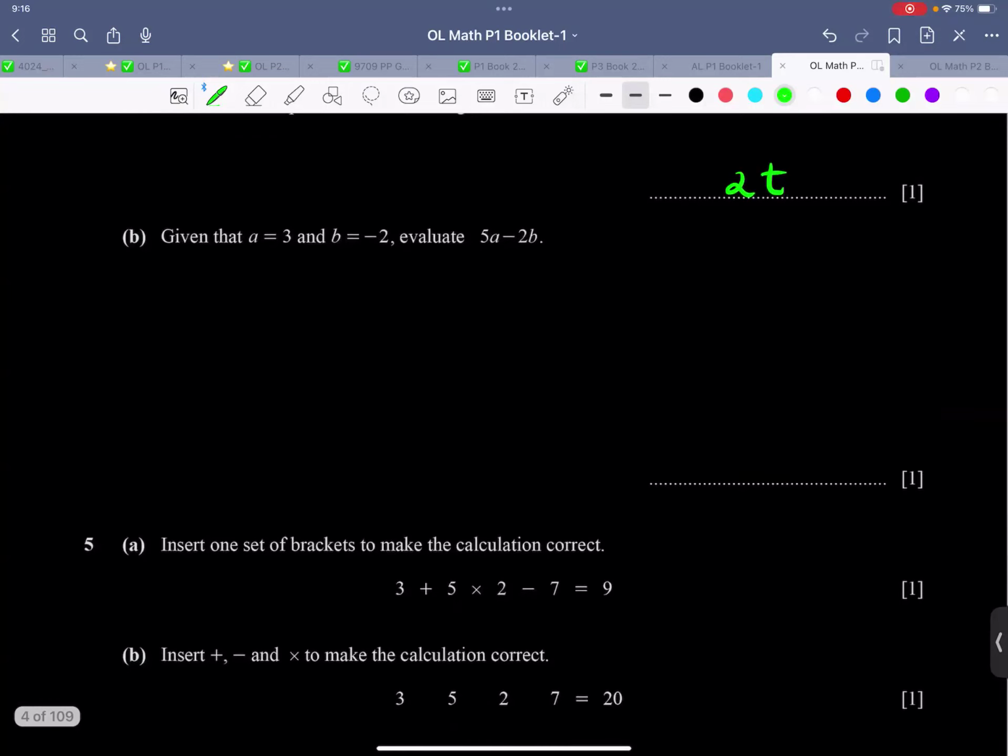Given that A is 3 and B is -2, evaluate 5A minus 2B. So 5 into 3 minus 2 into -2, that is 15. Minus 2 into -2 is +4. 15 plus 4 is 19.